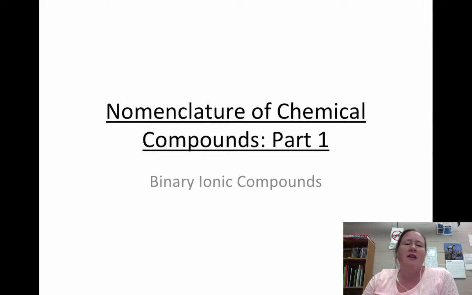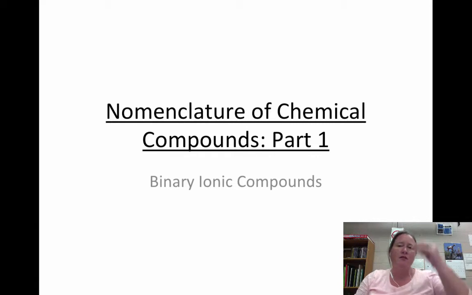One of the difficult things about naming compounds, or the nomenclature of chemical compounds, is that it has to be determined what class the compound is in. And we're going to talk about the different types of chemical compounds, and then specifically later in this episode I will talk about binary ionic compounds.